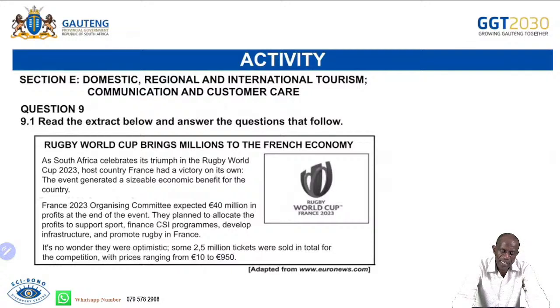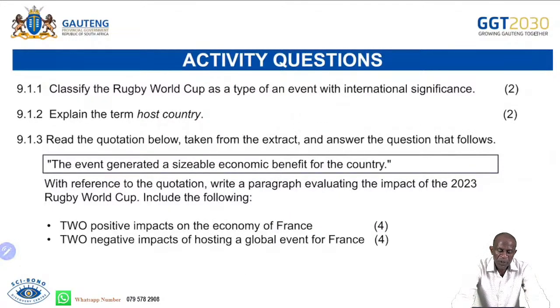France 2023 organizing committee expected 40 million euros in profits at the end of the event. They plan to allocate the profits to support sport, finance CSI programs, develop infrastructure, and promote rugby in France. It's no wonder they were optimistic. Some 2.5 million tickets were sold in total for the competition, with prices ranging from 10 euros to 915 euros. Here are your questions. Classify the Rugby World Cup as a type of event with international significance.